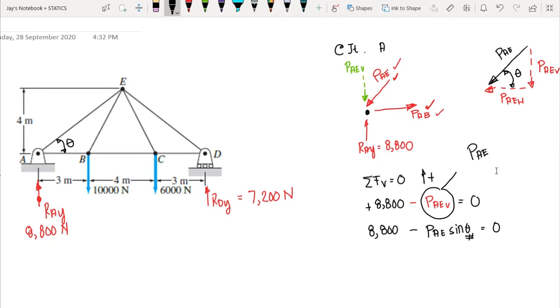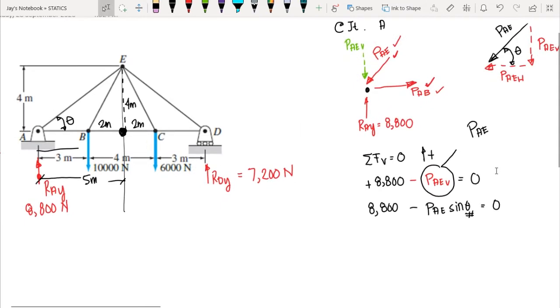Theta, we just need to have first the distances. If this is our triangle, we know this one is 4 meters, that's a vertical distance. And the horizontal distance from this point to A, take note, this is symmetrical with respect to the y-axis. So this location here is in between B and C. So we have 2 meters here and 2 meters here as well, since the total distance between B and C is 4 meters. So the horizontal distance is 3 plus 2, we have 5 meters. So we have a right triangle, to be specific, the vertical is 4 meters, the horizontal is 5 meters, and this angle is our angle theta.